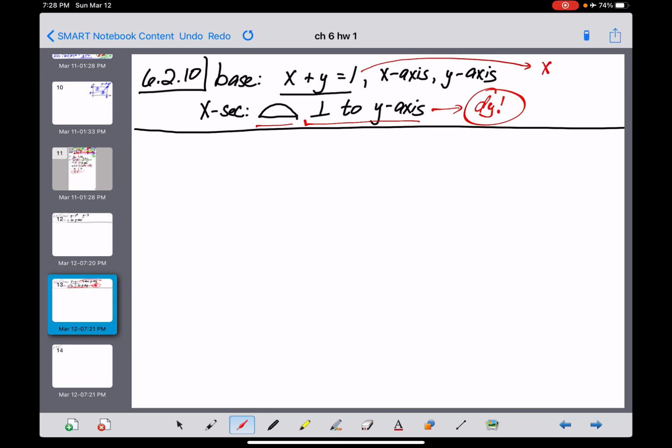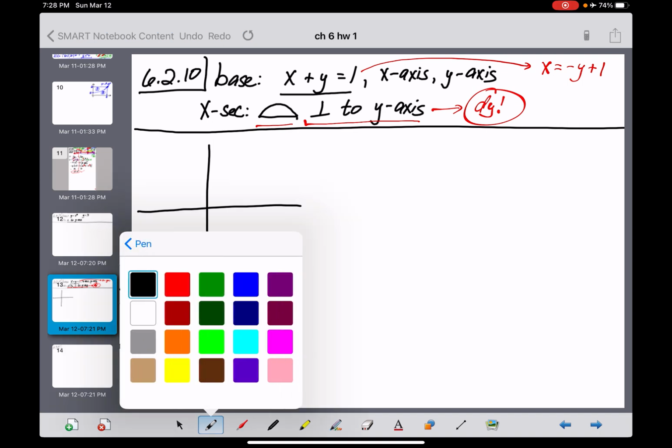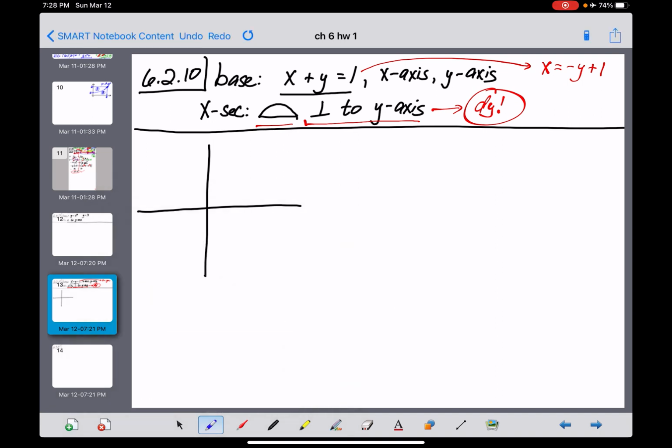So we would end up with x is equal to negative y plus 1, and I think at this point we can probably start graphing our region here and see where we're at. So x plus y is equal to 1, or x is equal to negative y plus 1. This 1 is now your x-intercept. That's a little bit weird to get used to. So right out here at 1, I don't think I need to go any further than this, guys. So there's our x-intercept, and our slope here is negative 1 as well.